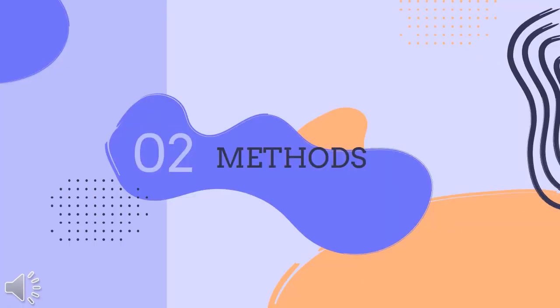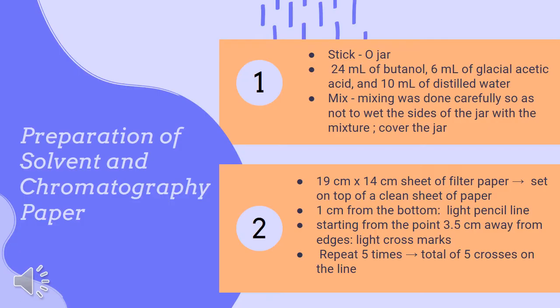Okay, so next, for the methods, we divided it into 3 parts for an easier and clearer presentation. The first part is the preparation of the solvent and the chromatography paper. In the lab, a stick-o jar was used as the container of the setup. 24 ml of butanol, 6 ml of glacial acetic acid, and 10 ml of distilled water were mixed carefully, avoiding getting the sides of the jar wet. Then, the jar was covered.